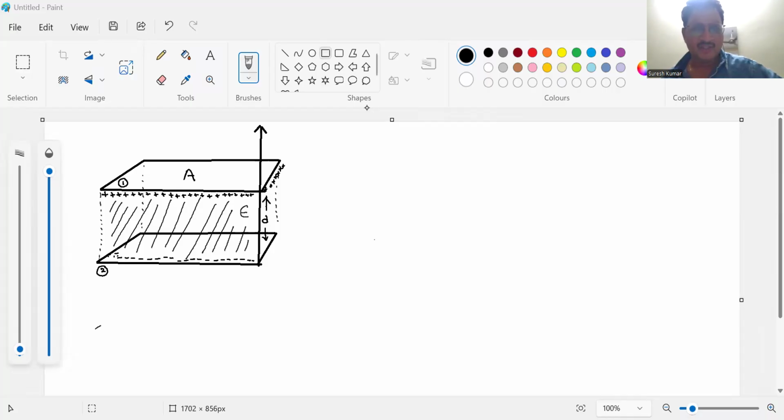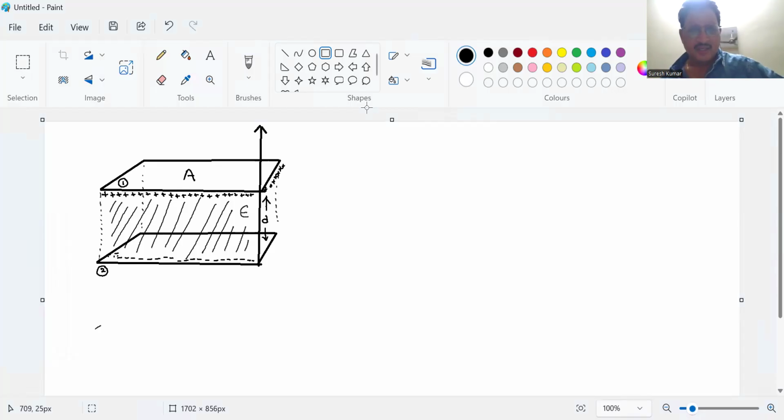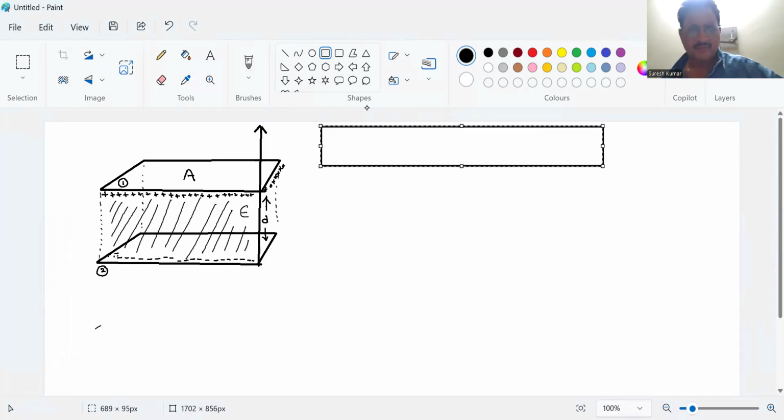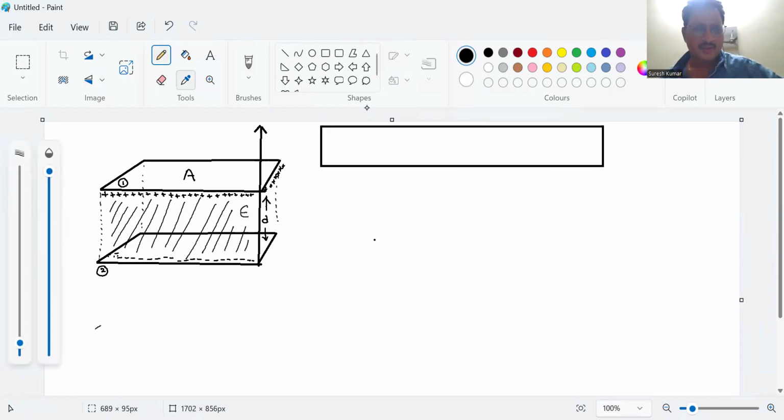Now, I'm going to derive the capacitance of a parallel plate capacitor. Capacitance of a parallel plate capacitor.